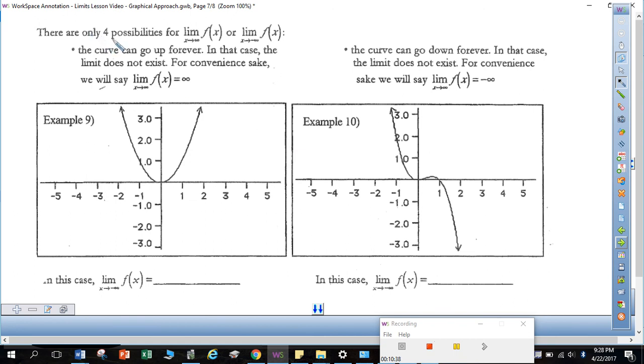Now it says here there are only 4 possibilities. I'm going to have you cross that out and change that to 5. We're going to add 1 to the end. 5 possibilities for the limit as x approaches infinity or negative infinity.